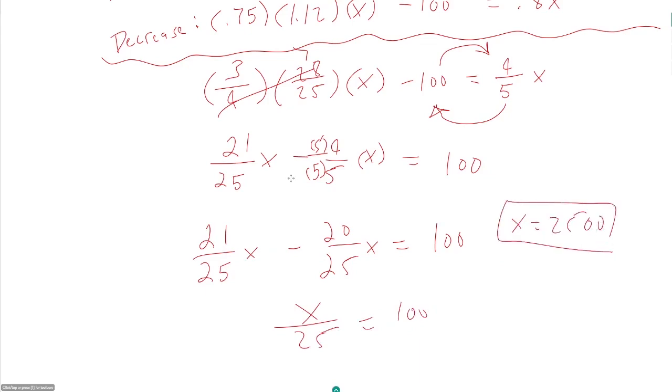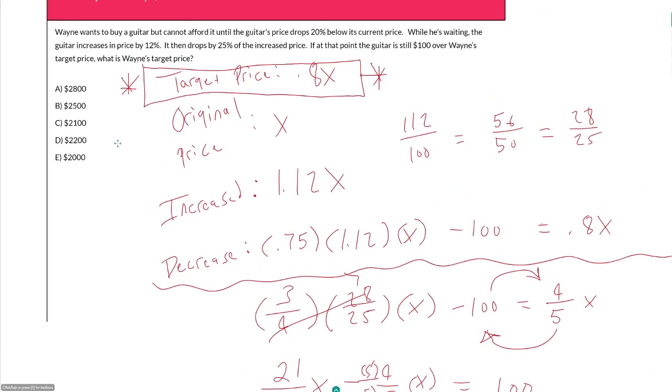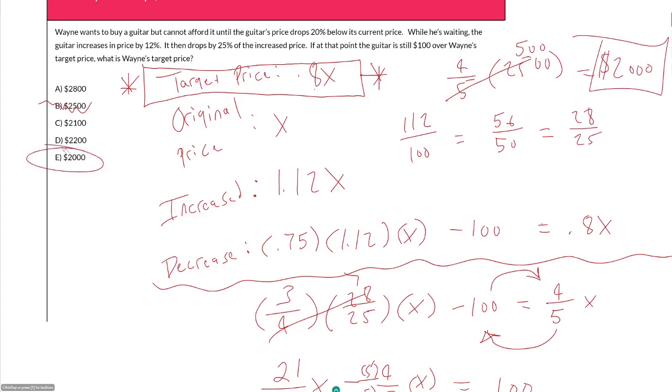But remember, we're not done yet. Do not select 2500 as your answer choice. That would be incredibly tragic if you did that. We need 0.8x. That is why we started and boxed it off. We need 4/5 of 2500. So 2500 divided by 5 is just 500. So 2000. That is our target price. That is E.